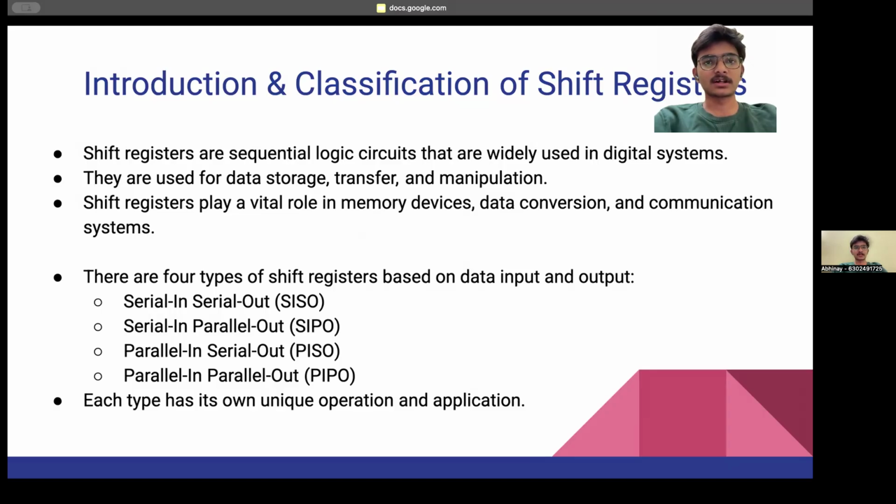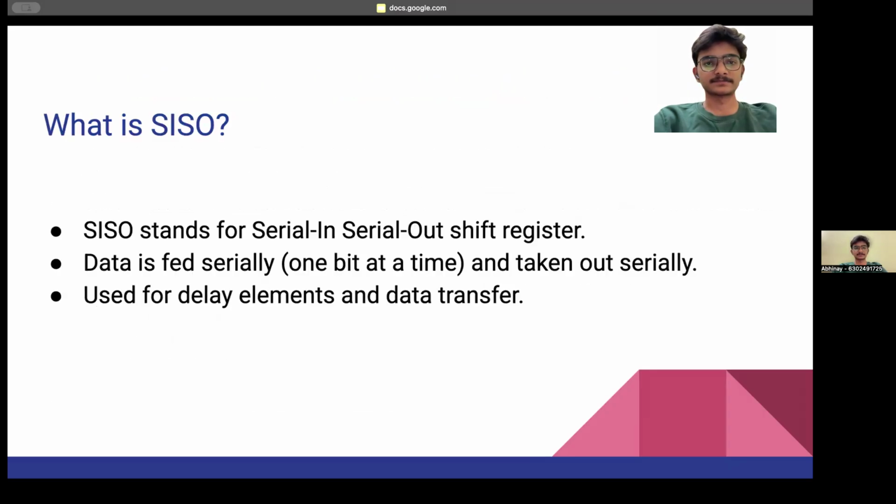Those four types are serial in serial out, serial in parallel out, parallel in serial out, and parallel in parallel out. These are the four types of shift registers. Now I'll explain each type and their working along with circuit diagrams.